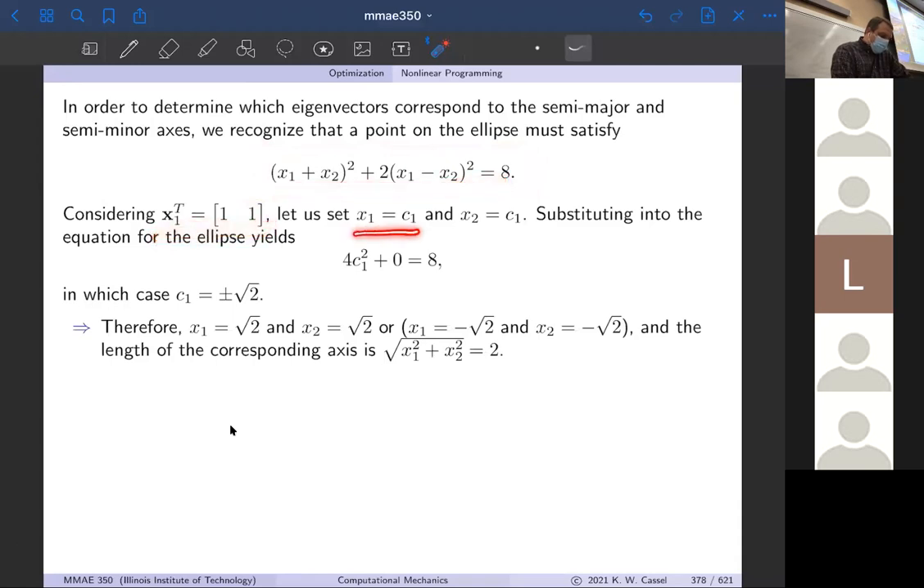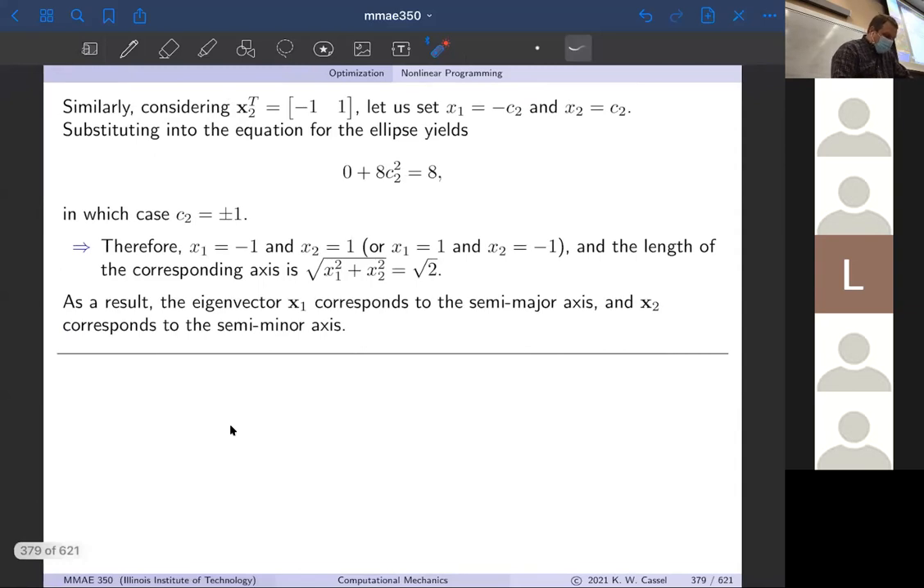So let's set x1 to be c1, x2 to be c1. That corresponds to the 1, 1 eigenvector. Substitute those into my equation for the ellipse, and I get 4c1 squared plus 0 is equal to 8. So therefore, c1 is equal to plus or minus square root 2. Great. So that gives me not the distance, but something related to the distance. Then x1 is square root 2, x2 is square root 2. And so the length, which is the square root of the sum of the squares, is equal to 2, because I square these, 2 plus 2 is 4. Did that on my toes. Square root of 4, of course, is 2. So if I go along the 1, 1 direction, I go a distance 2 to get to the surface of the ellipse itself.